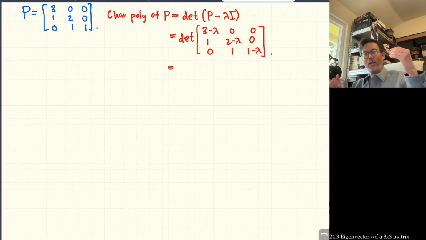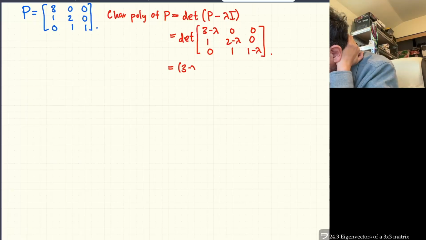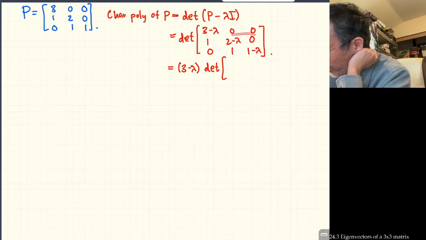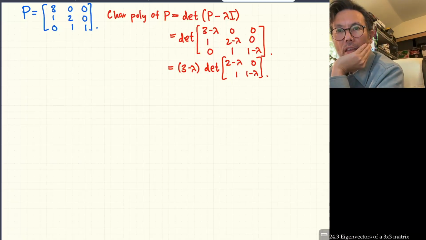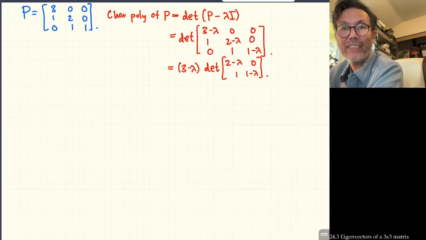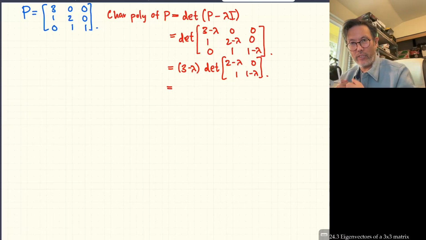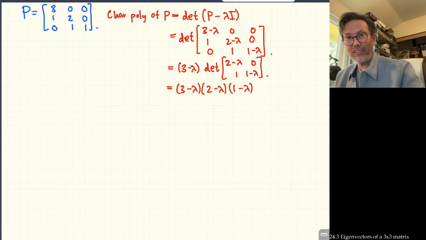So if we cofactor expand along the first row, okay, what we obtain is 3 minus lambda times the determinant of the 2 by 2 matrix that we get by deleting the first row and the first column. That is to say, this 2 by 2 matrix right here: 2 minus lambda, 0, 1, 1 minus lambda. And we know how to take the determinant of 2 by 2s. That's easy. That's the product of the diagonal entries minus the product of the off-diagonal entries. So we get 3 minus lambda times 2 minus lambda times 1 minus lambda minus 0.